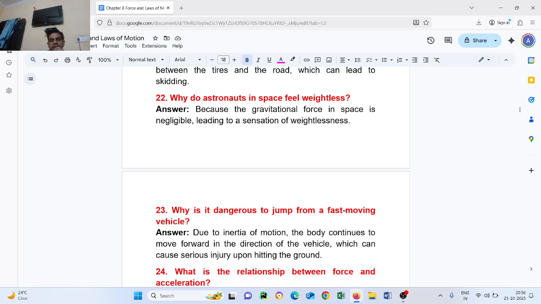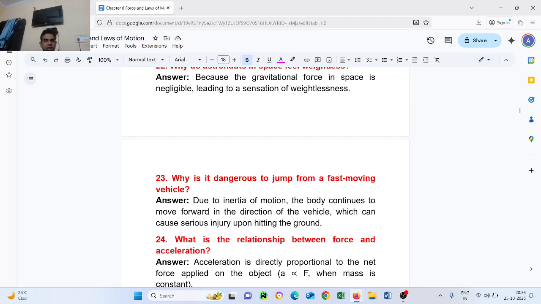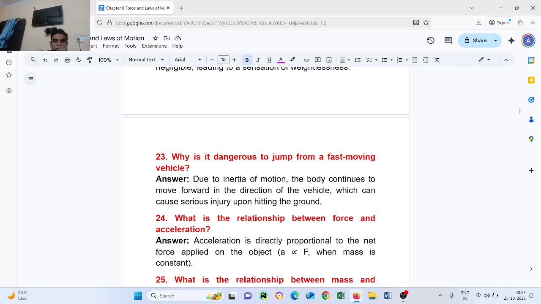Question number 20. Why is it dangerous to jump from a fast moving vehicle? Due to the inertia of motion, the body continues to move forward in the direction of the vehicle, which can cause serious injury upon hitting the ground.